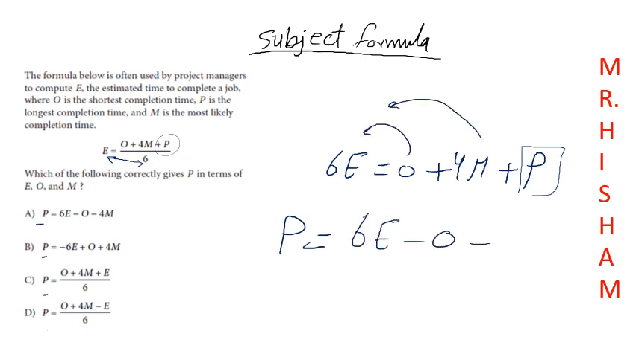6E minus O minus 4m. So the right answer is A.